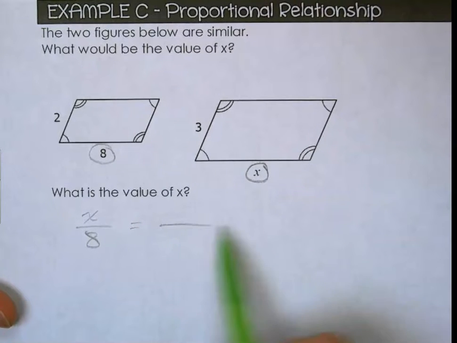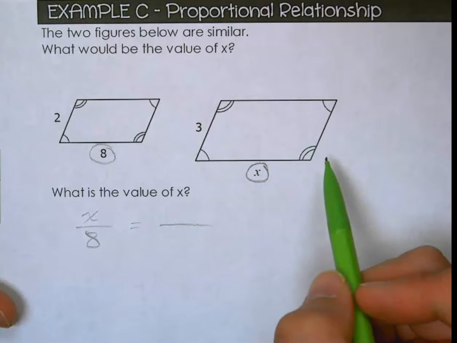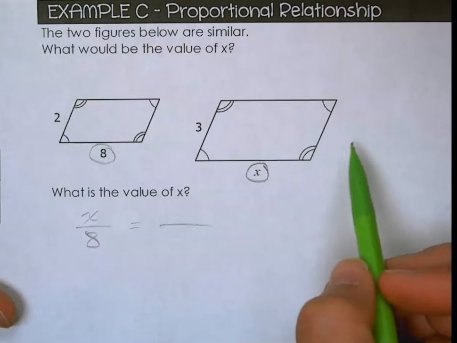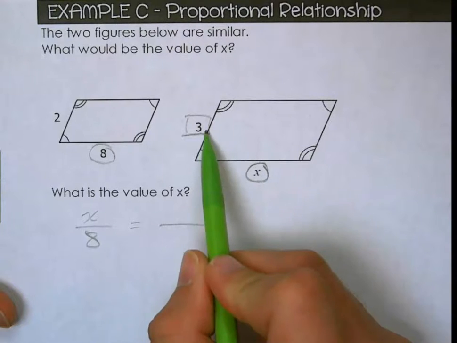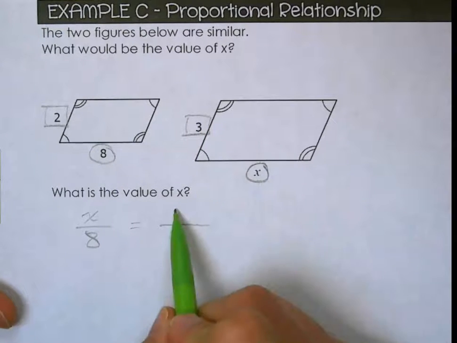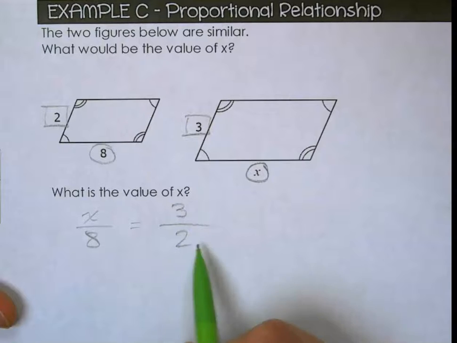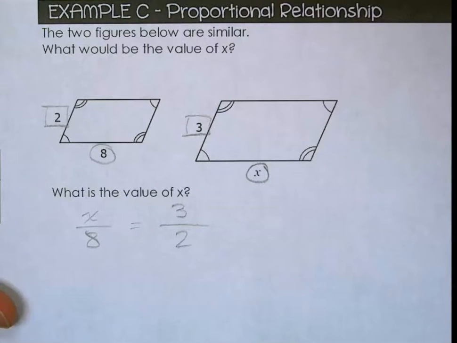Okay, now I start over here again, and I just put a square around the other number. Okay, now what corresponds to that? Right over here would be the 2, so that would be 3 over 2. Okay, that is one way to set up the proportion.